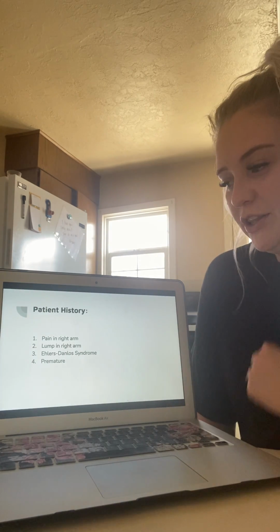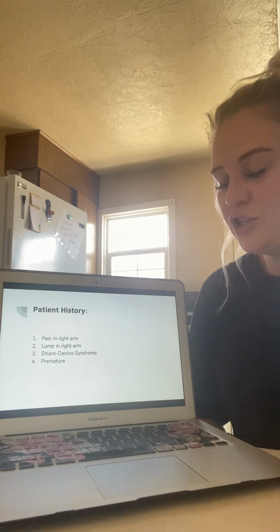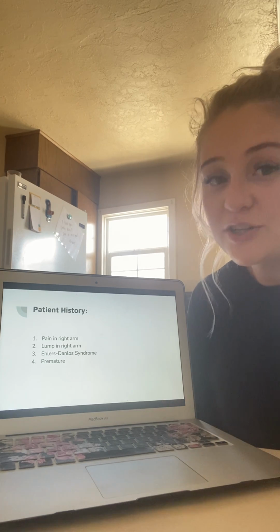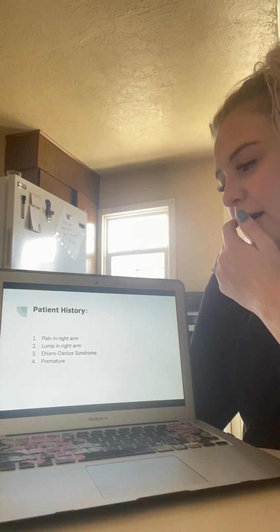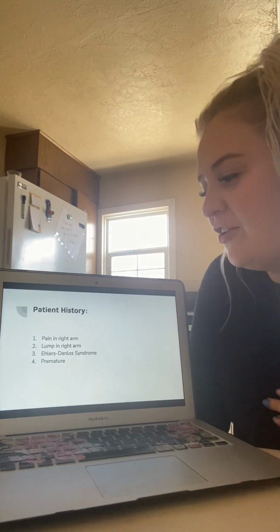So, patient history. The patient came into the doctor's office. He was having pain in his right arm. He also had a lump on his right arm. He had a history of Ehlers-Danlos syndrome, and he was also born premature. This patient was only 2 years old.